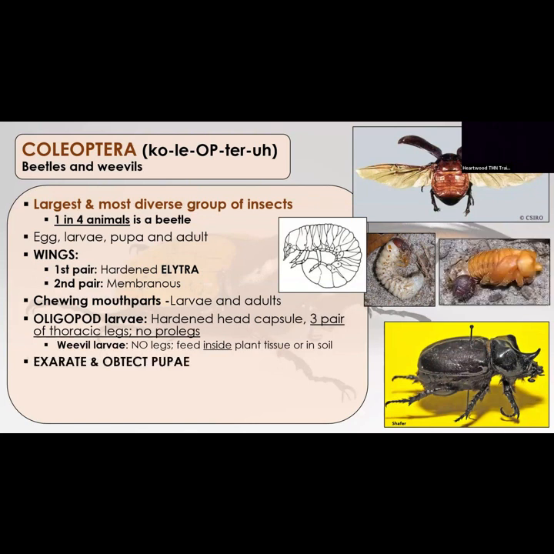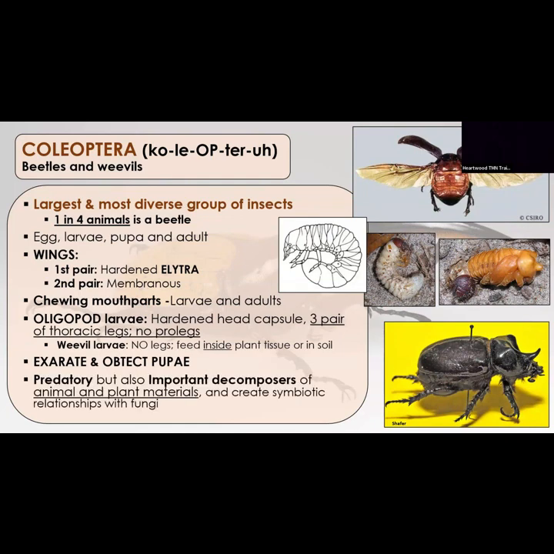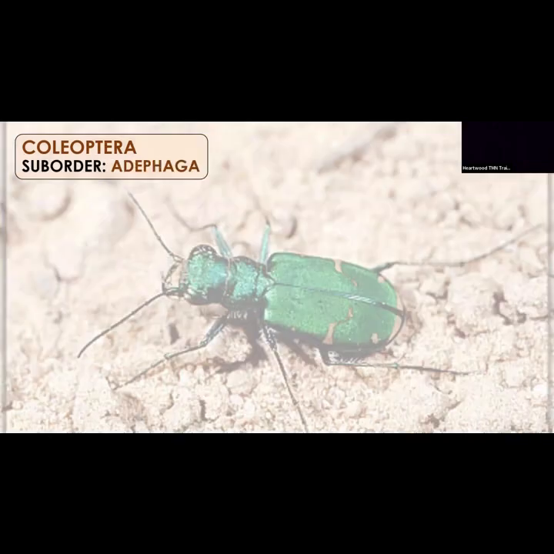Most, not all, right? And the pupa can be obtect, where it's fully enclosed, or exarate, where the legs and things are visible, and we'll show some examples. So a lot of them are predators, but a ton are important decomposers. And they create symbiotic relationships with fungi, so they're really important to our ecosystems.